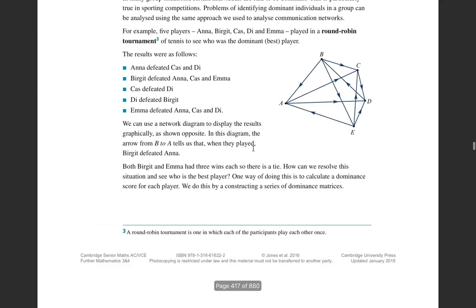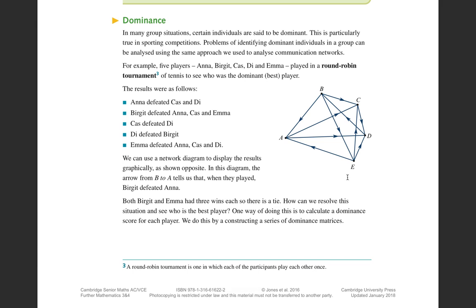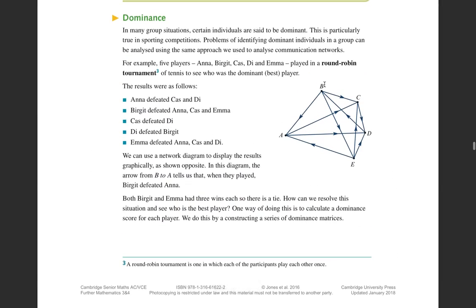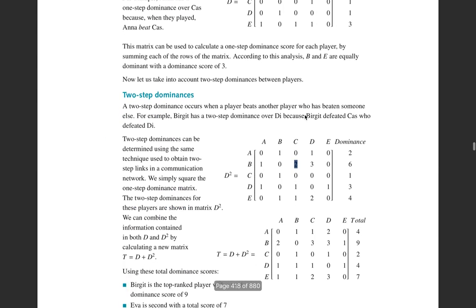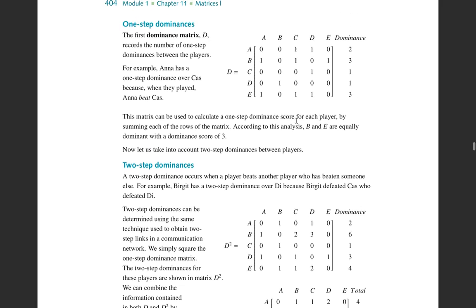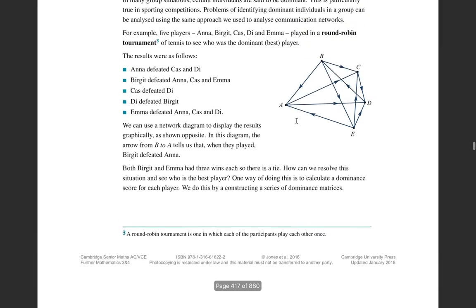Looking for two-step dominances is quite tricky because there's quite a lot of them. If you have a look at B, for example, B has a two-step dominance over D through A. It also has a two-step dominance over D through E. And it also has a two-step dominance over D through C. So there's actually three two-step dominances between B and D. So they're quite tricky to find. It's not an easy thing to do.